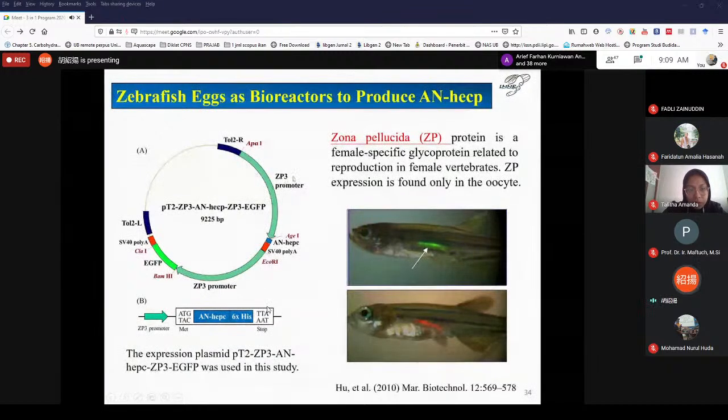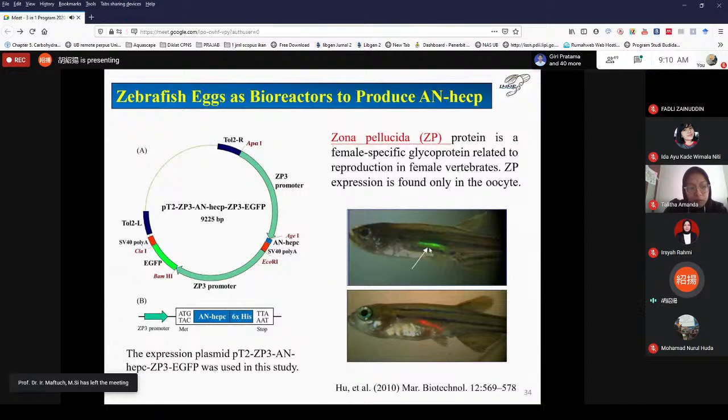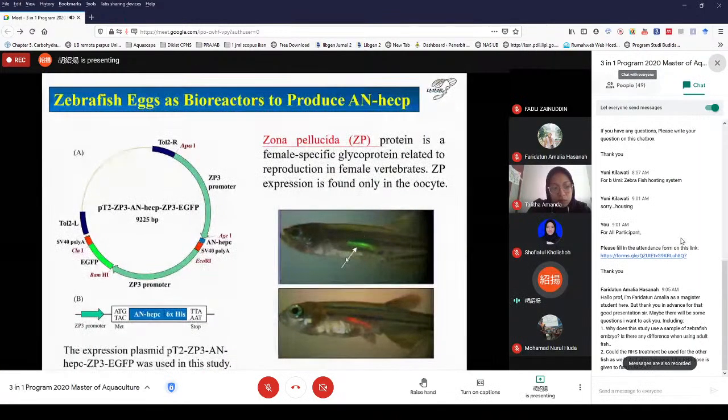So first, I introduce what ZP is. ZP is zona pellucida protein. It's a female-specific glycoprotein related to reproduction in female vertebrates. Zona pellucida is only expressed in the oocyte. And in our previous study, we already used this promoter to express fluorescent proteins in the fish. You can see GFP and RFP here in the oocyte. The arrows indicate the oocytes. This fish is just 1 month old. If the fish grows up to adult, in abundance, all oocytes are GFP or RFP.